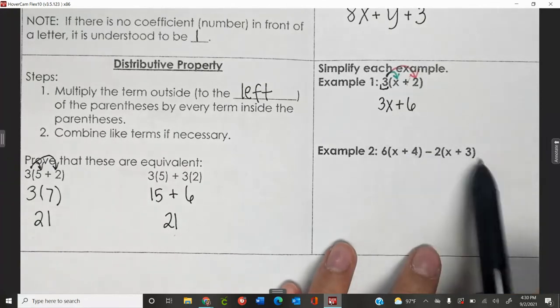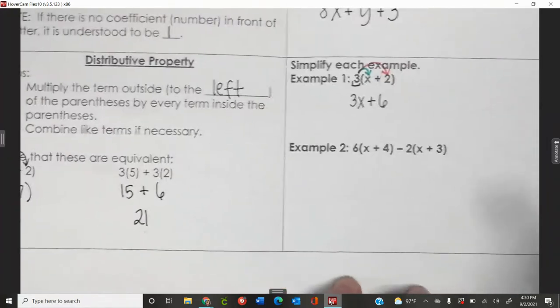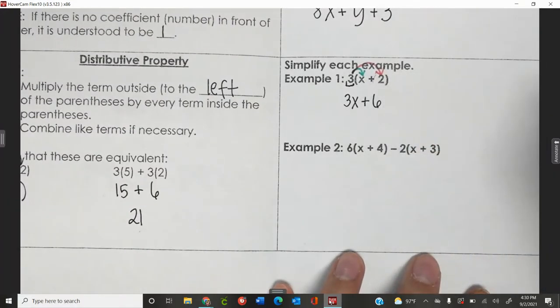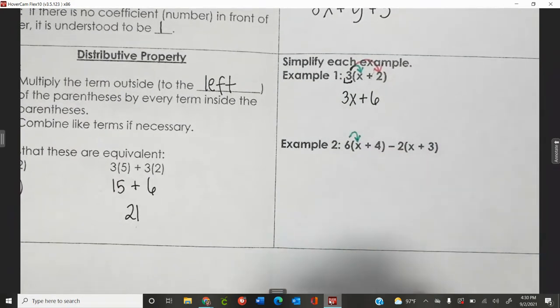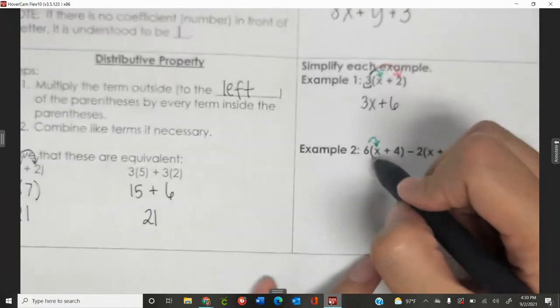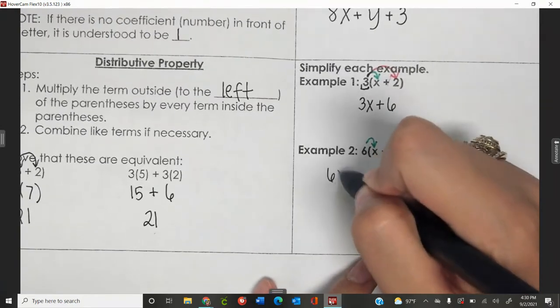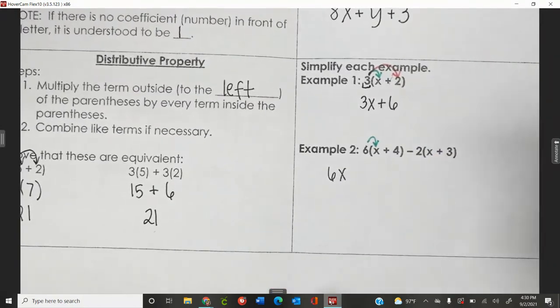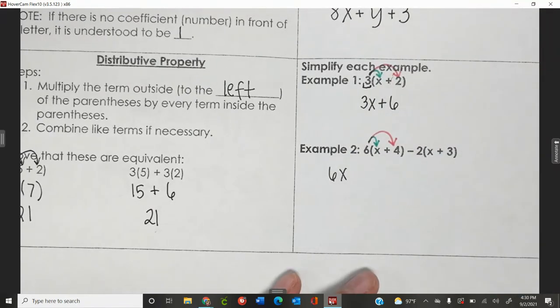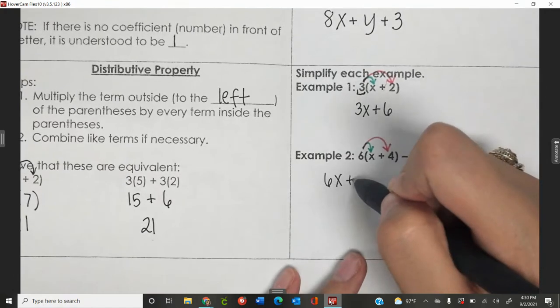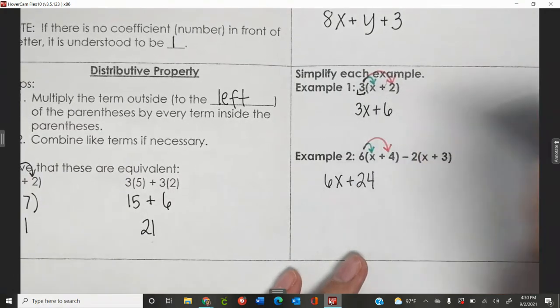So then example 2, this one's a bit more steps to it. So here I have 6. I'm going to take 6 and multiply it in. So 6 times x is just 6x. And then I have 6 times 4, a positive 4, and I'm adding this, so plus 24.